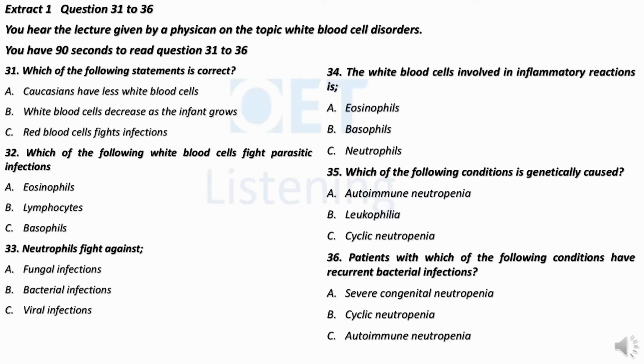Autoimmune neutropenia occurs when the body secretes antibodies that attack and destroy neutrophils. Patients with severe congenital neutropenia are born with severe neutropenia secondary to a genetic mutation and have recurrent bacterial infections. Cyclic neutropenia is caused by a genetic mutation, similar to severe congenital neutropenia. However, the neutropenia does not occur every day, but in cycles of about 21 days.